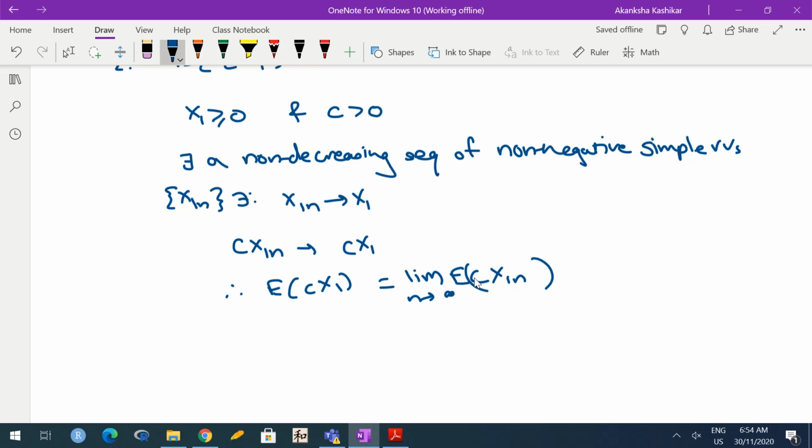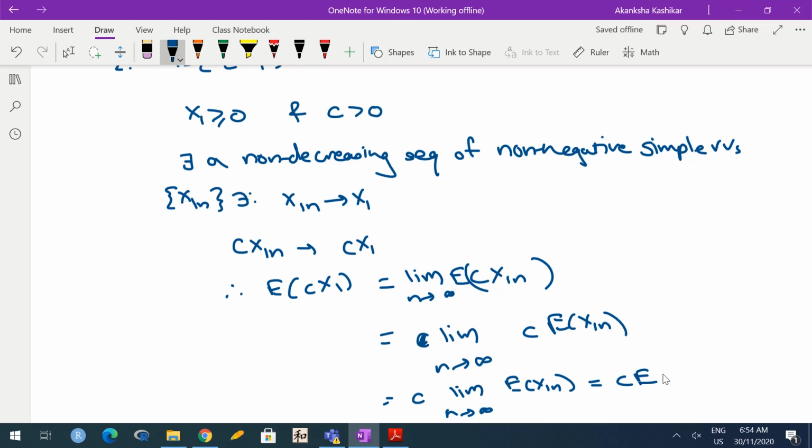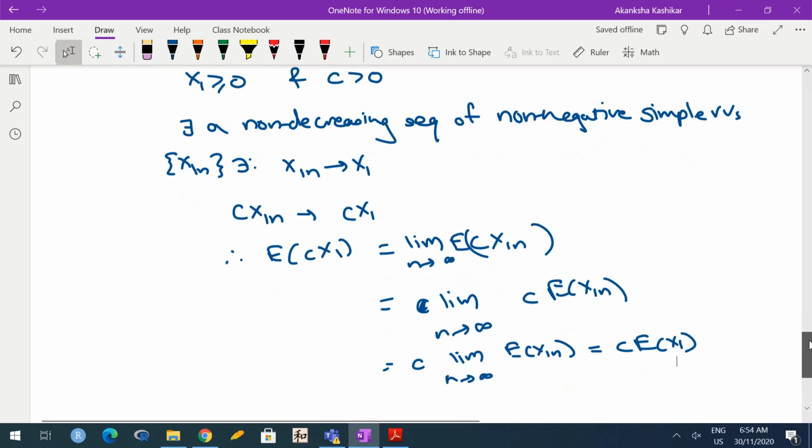And we know Cx1n is a simple random variable, and for simple random variables C can be taken outside the expectation. So this is the limit as n goes to infinity of C times expected x1n. C can be taken outside the limit also, so it becomes C times the limit as n goes to infinity of expected x1n. So this is equal to C times expected x1. This is exactly what we want, but of course we have proved it only for non-negative x1 and positive C.